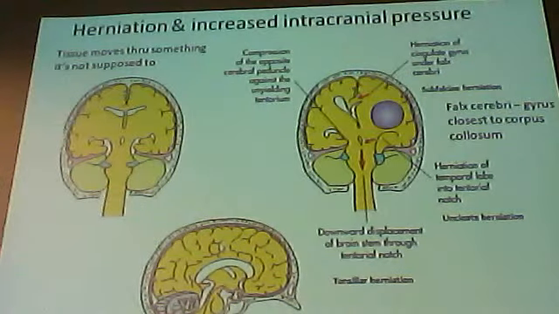Herniation of the temporal lobe into the tentorial notch. It could herniate that way, and that's called uncinate herniation. And then lastly is tonsillar herniation, downward displacement through the brainstem.